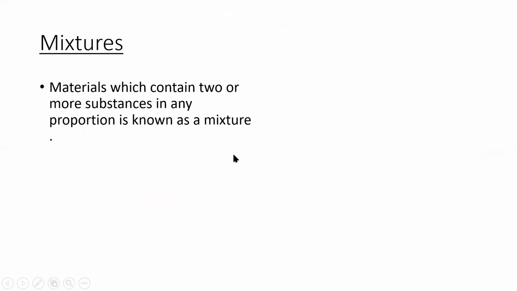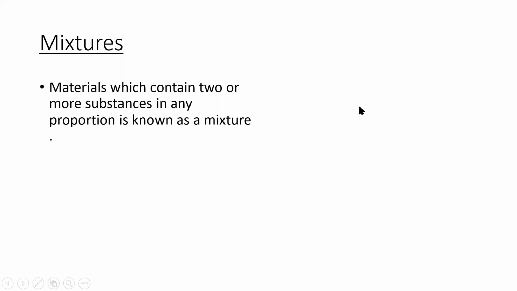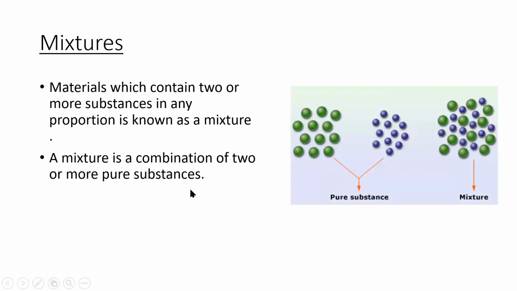To begin with, let's now try to understand what is a mixture. Materials which contain two or more substances in any proportion are known as a mixture. A mixture is a combination of two or more pure substances.